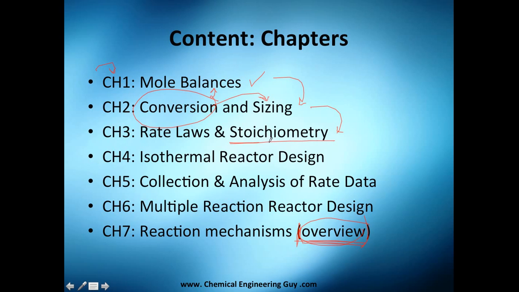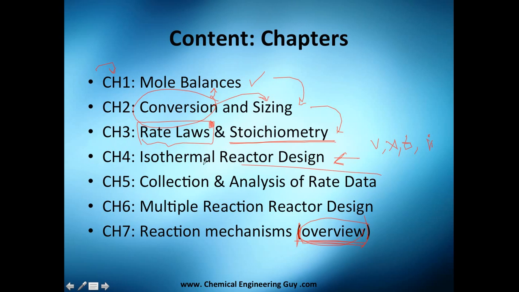Stoichiometry, as you know, is a small review. Rate law is how to get those mole balances, because the mole balances depend on the rate of reaction laws. So how do we get them? Once we get that, we are set to calculate our isothermal reactors. So we're going to design volume, conversion, times, flows, whatever. Then chapter 5, collection and analysis of rate data.